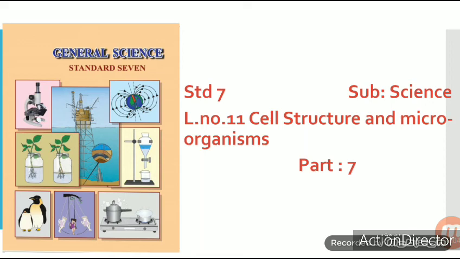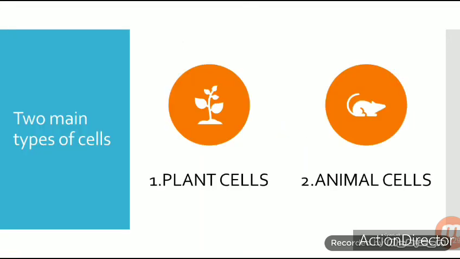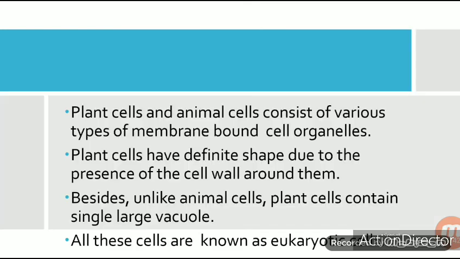Standard 7, Subject Science, Lesson number 11, Cell Structure and Microorganisms, Part 7. Till now, we have learned the meaning of the word cell, the instruments which are used to measure cell size, and different types of cells. Today, we are going to learn the two main types of cells, that is plant cells and animal cells.